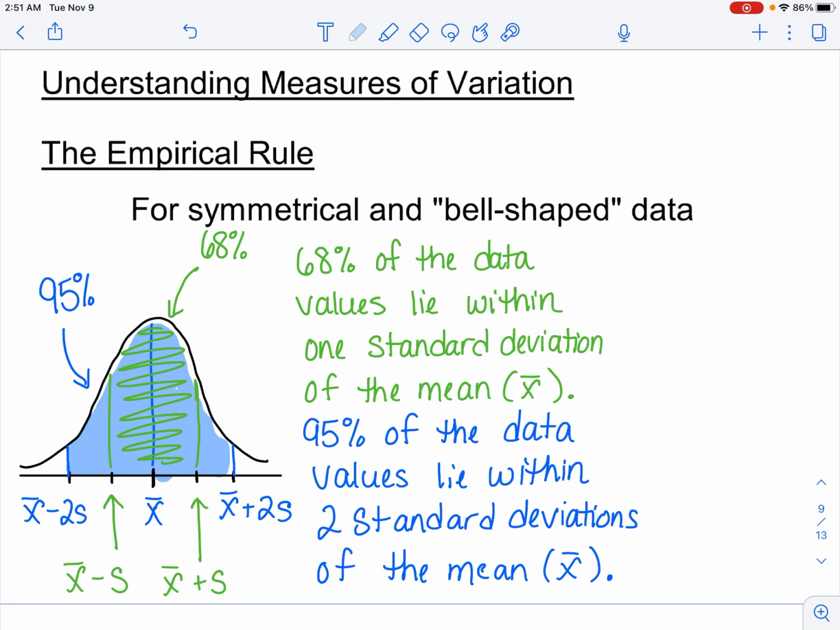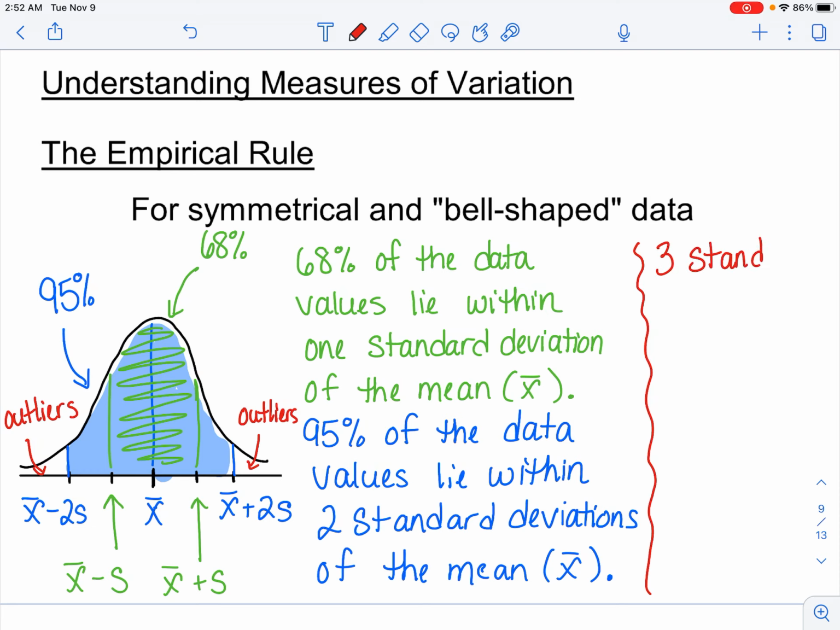Now, if we went for a third one, if we went for another one over here, these data values are most likely outliers on either the left or the right. Later on, after our test, we will take a look at outliers in more detail. But if I were to go 3 standard deviations away, now I'd be looking at 99.7%. Sorry, I forgot the 0.7% of the data values.